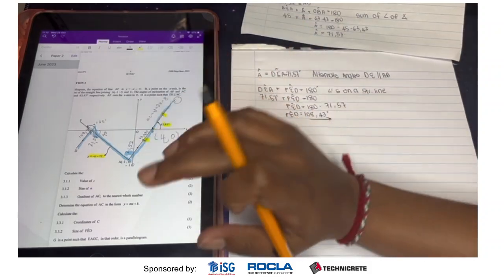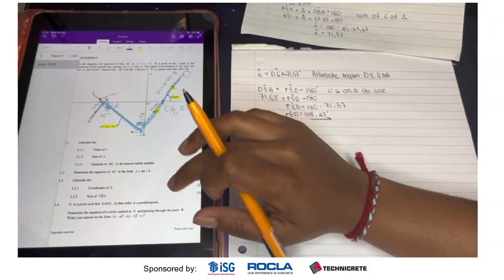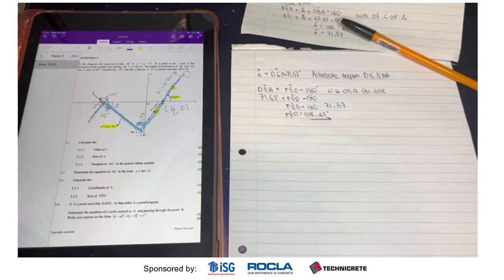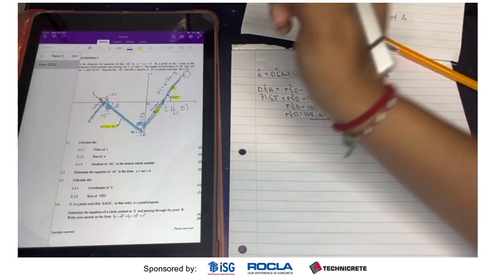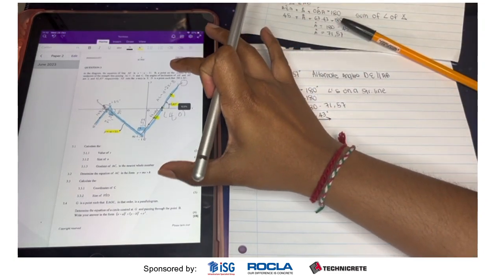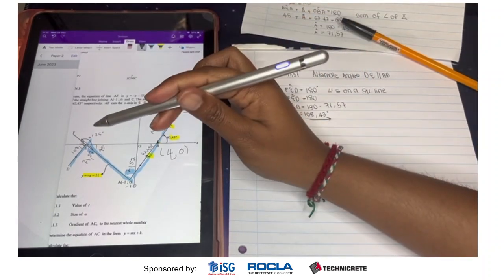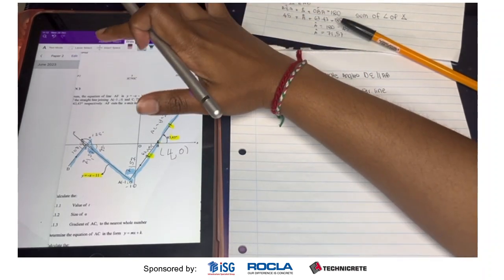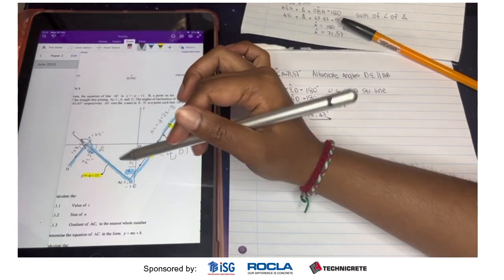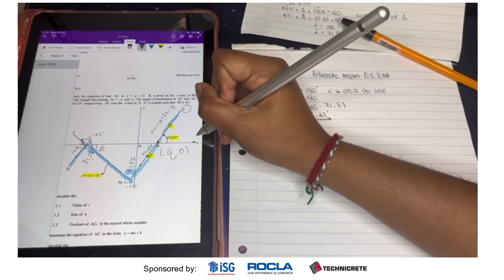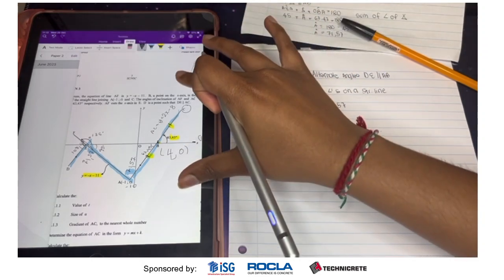Okay, the next question, which is a 4-mark question, says that G is a point such that EAGC in that order is a parallelogram. So let's try to draw this because they say that it must be in that order. So let's erase, we need what we have. So EA, we're going to put G here on the line. G.